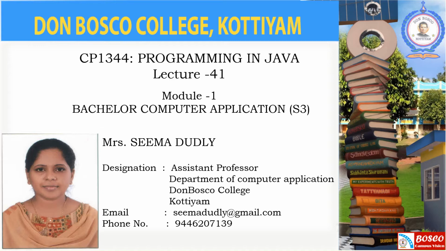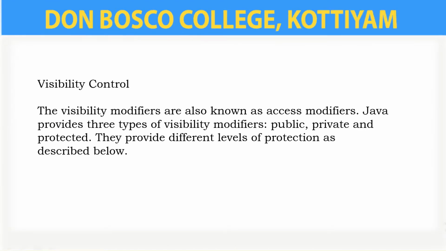In this video, we will discuss the different levels of access protection available in Java programming. We have already studied visibility control in C++, and we are familiar with the terms public, private, and protected. Here in Java, it provides different levels of protection using the visibility modifiers public, private, and protected. We can look at them one by one.